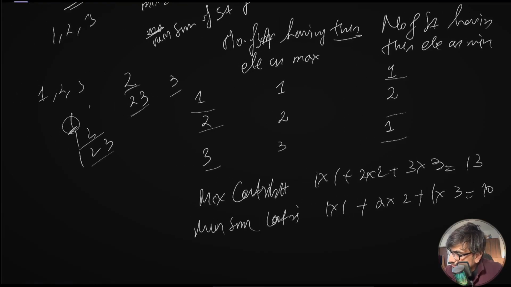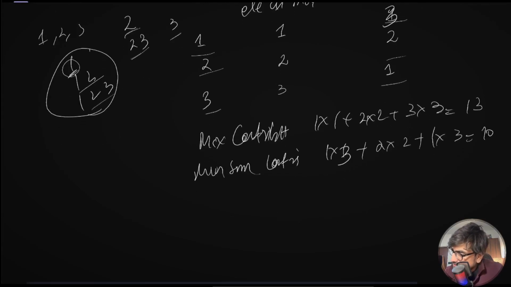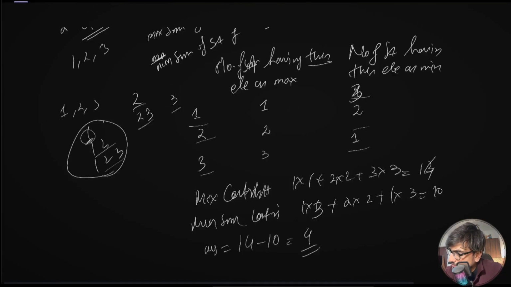Number of sub-arrays having this element as minimum, that is the 1 as minimum. So these are 3 sub-arrays, here it will be 3. So 1 star 3, 2 star 2, so 3 plus 3, 6, 6 plus 4, 10, okay. And my resultant answer is nothing but the maximum sum, that is 14 minus 10, which is 4, and 4 is our expected output as well.